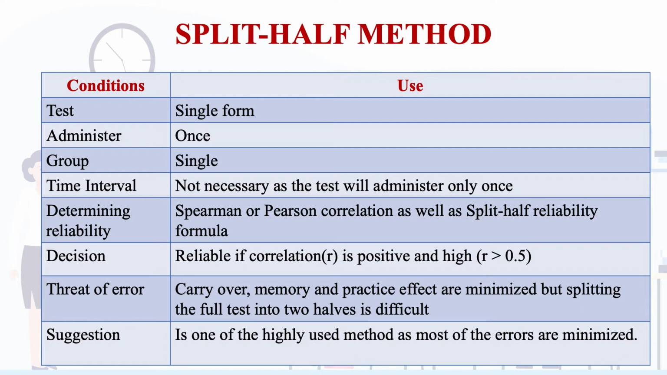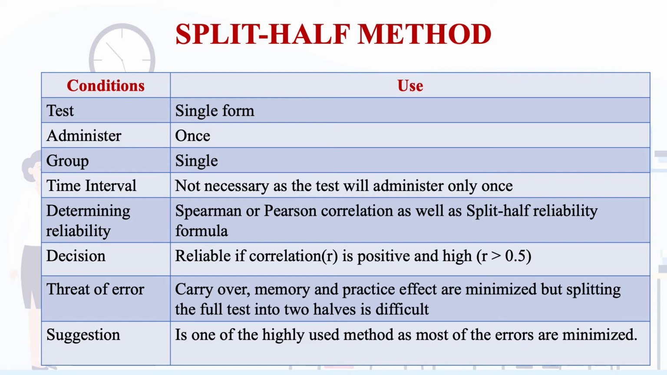So here either Spearman or Pearson correlation will be used to find out the correlation coefficient of the two half tests. Then after that we have to use another statistical formula, which is called the split half reliability formula. Further we will discuss how to use it. After using the statistical formula, if the reliability coefficient, that is called R, is greater than 0.5, then you can say that the test is a reliable test.